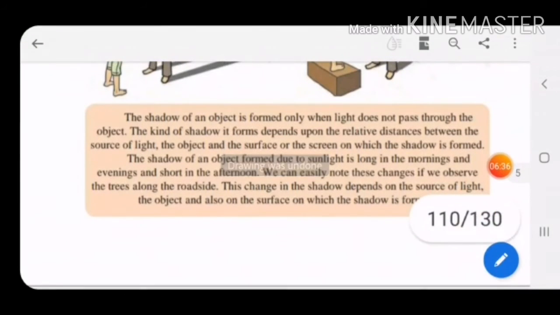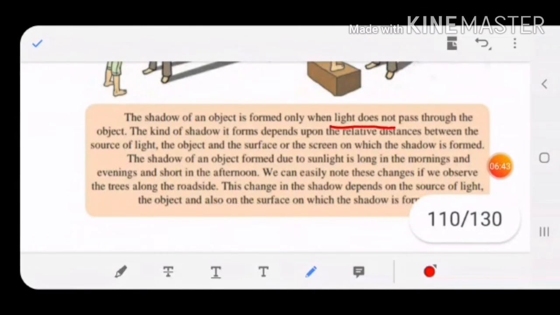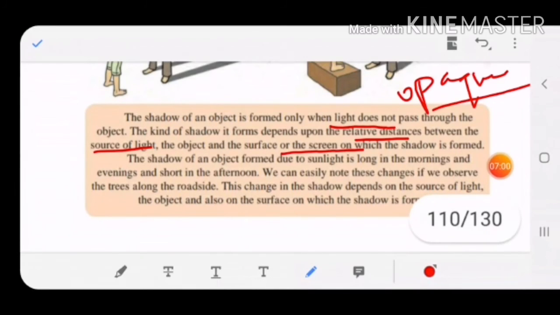So the shadow of an object is formed only when light does not pass through the object. Children, a shadow forms only when light does not pass. That means the substance is opaque, so light does not pass through it. The kind of shadow it forms depends upon the distance, yes or no? As you increase the distance, the shadow changes. Distance between the light source, meaning the torch you have taken, and the surface or screen on which the shadow is formed. So the shadow depends on the distance between the source of light and the screen on which the shadow is formed.